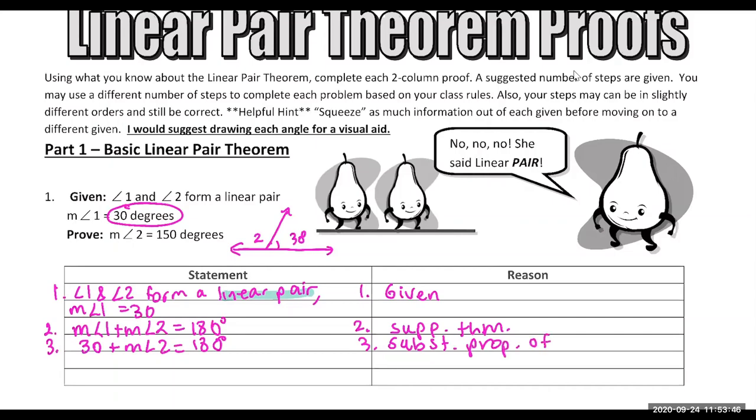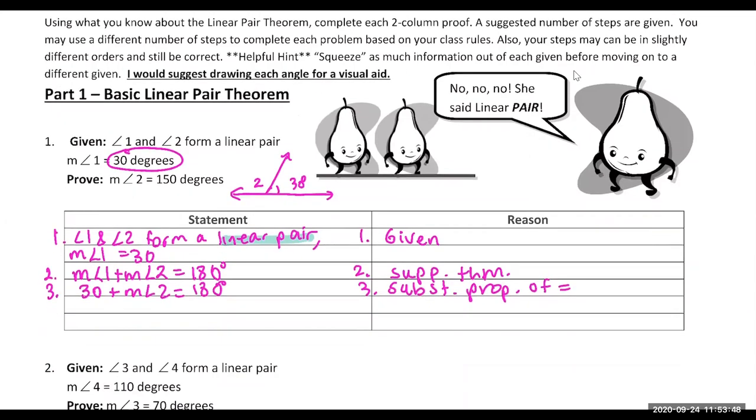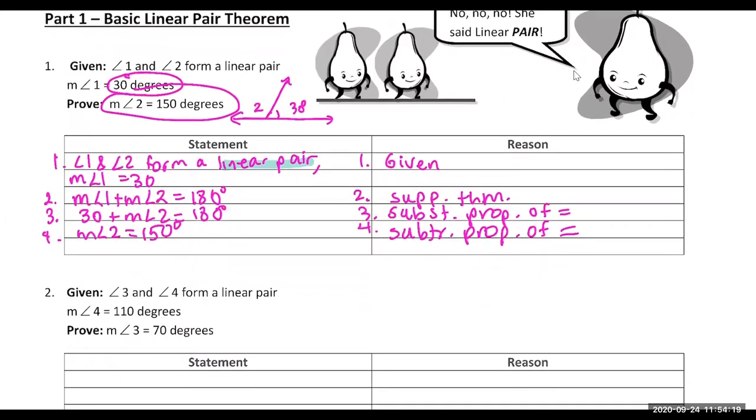Property of equality. From there, you have 30 degrees plus the measure of angle 2 equals 180, and we have to get to the measure of angle 2 is equal to 150 degrees. How did I get there for step 4? What did I do to both sides? Subtraction. Perfect, thank you. Subtraction property of equality. Good, you guys.